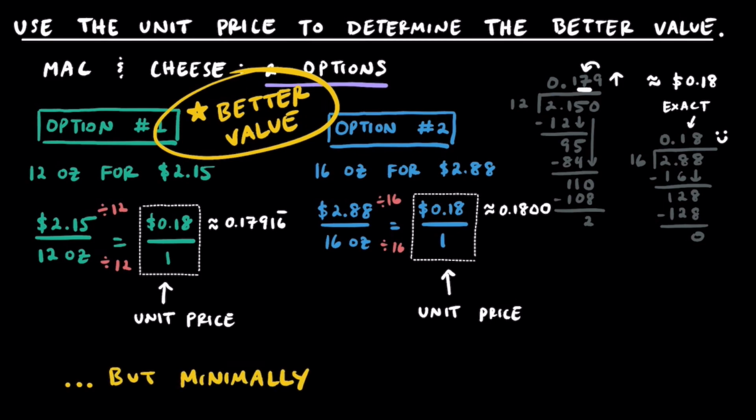Now, while comparisons of prices aren't always this close, it is important to make informed decisions when you're out shopping so you get the best deal for your dollar. And just keep in mind that when you're dealing with money, we always have decimals and we have to round to the hundredths place or to the nearest penny.